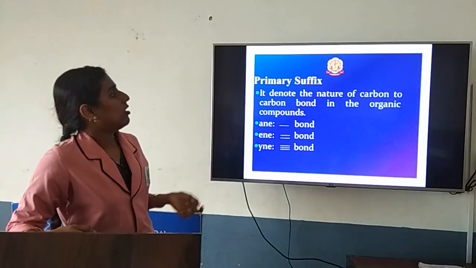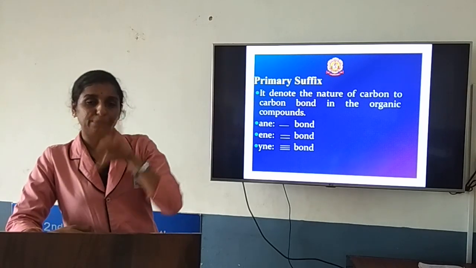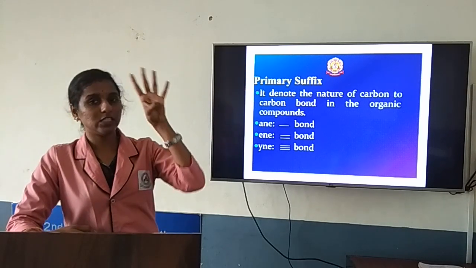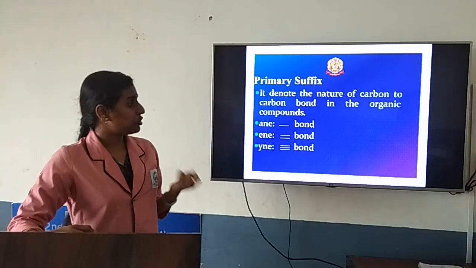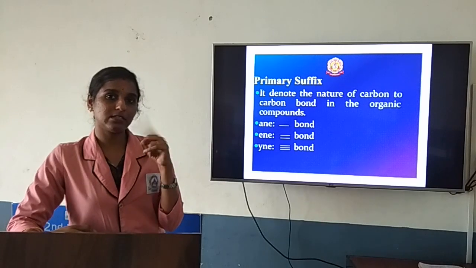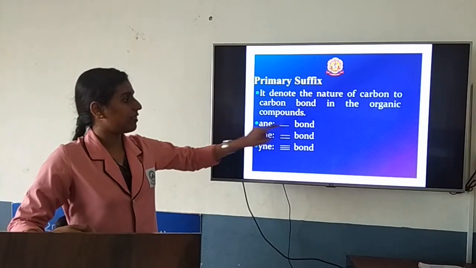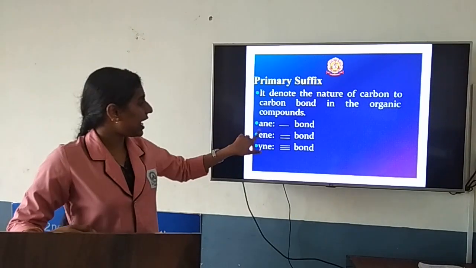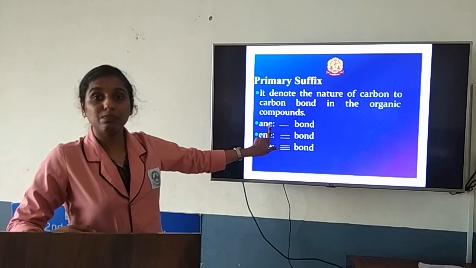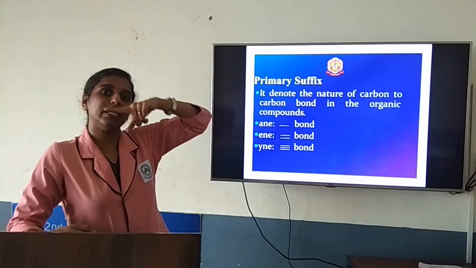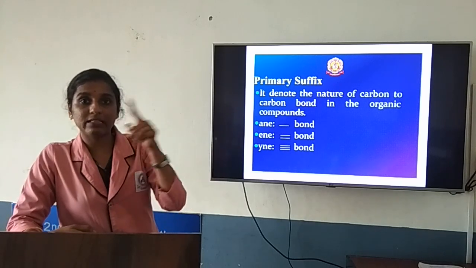Now, what is meant by primary suffix? After checking whether it needs a prefix or not, and after checking its word root, then you are supposed to go with the primary suffix. You should see whether that compound is having a single bond, double bond, or triple bond. If it is having a single bond, that compound should end with ane. Now, one carbon is present, and around the carbon only single bonds are present, so we keep it as ane. So the compound name comes as methane.